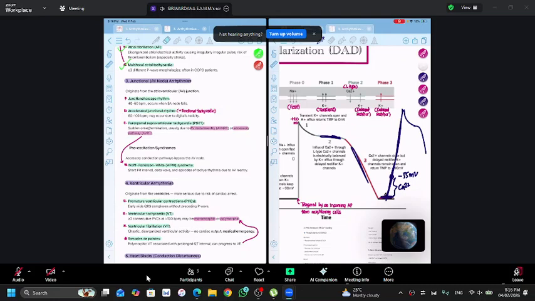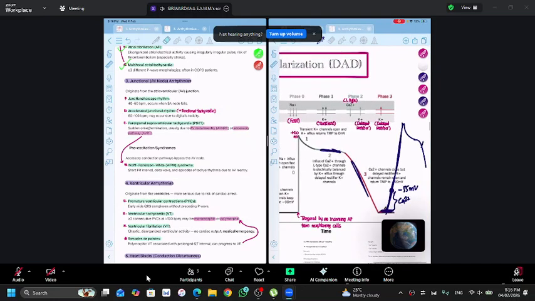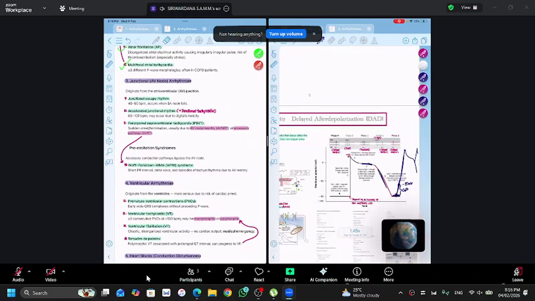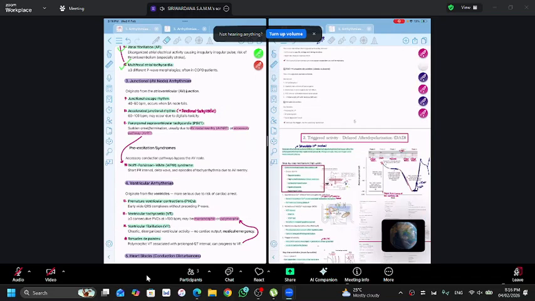Remember, DADs can happen in the atria as well as the ventricles. That can lead to a single solitary beat, or if the conditions are good, this can lead to a sustained tachycardia, a triggered tachycardia again. So that is how early afterdepolarization works.